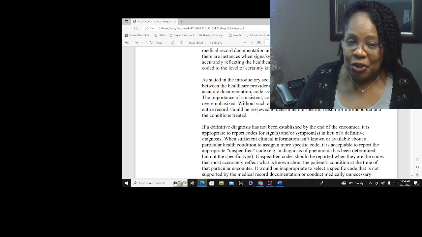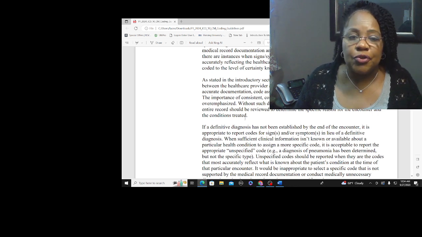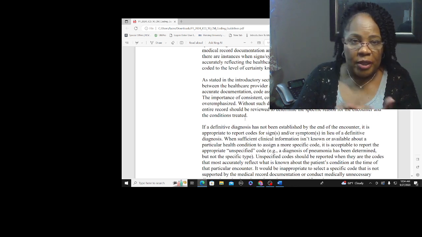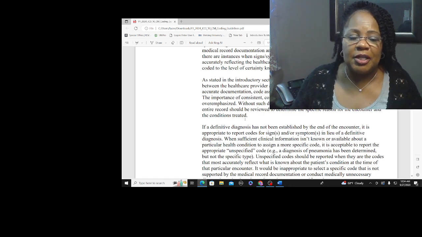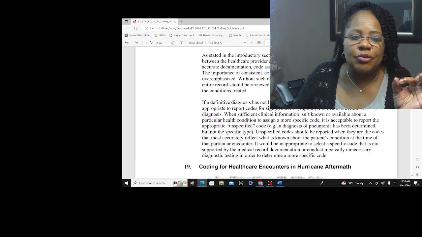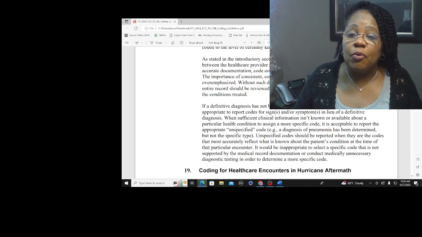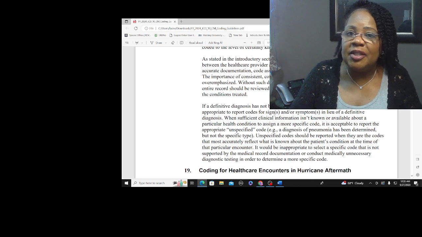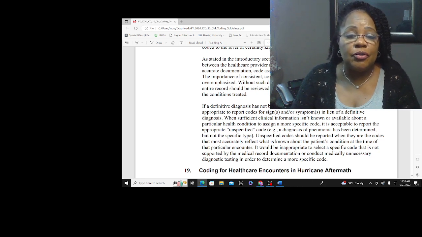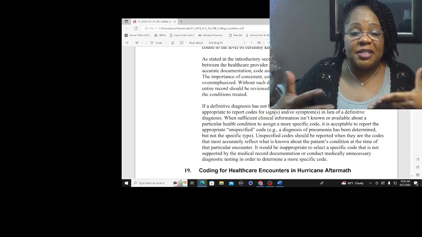The entire record should be reviewed to determine the specific reason for the encounter and the conditions treated. And I always tell my coders this: we code physician documentation, yes, but read the entire record. Know what's going on with your patients so that you can more accurately code it. And if a definitive diagnosis has not been established by the end of the encounter, it's appropriate to report codes for signs and/or symptoms in lieu of a definitive diagnosis when sufficient clinical information isn't known or available about a particular health condition to assign a more specific code.